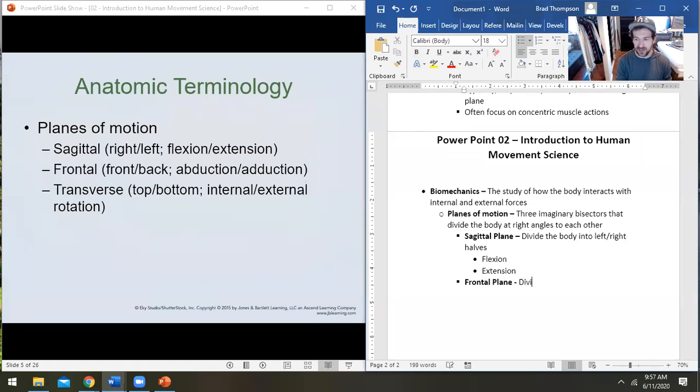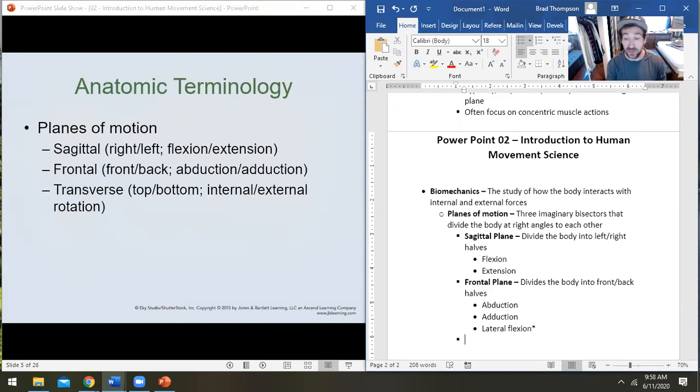Then we have the frontal plane, which is going to divide the body into front and back halves, right? So again, I'm going to move along the plane. If I'm getting divided down the middle here, I would move like this. Our classic examples of that are abduction and adduction, but there's also lateral flexion. I'll put a little asterisk next to that one because that one's not actually on the list in the PowerPoint, but lateral flexion, right? This type of motion.